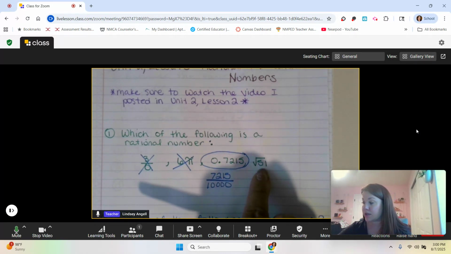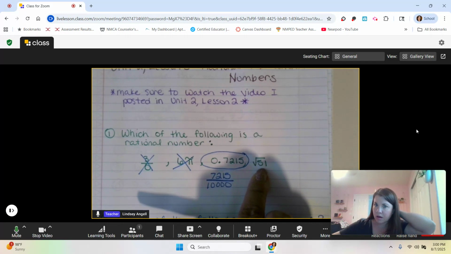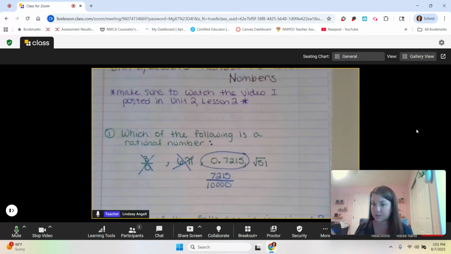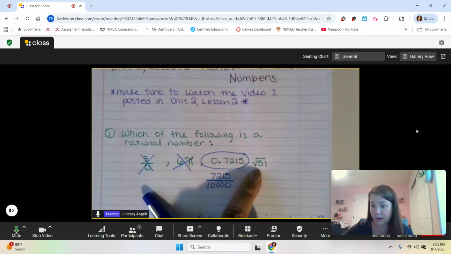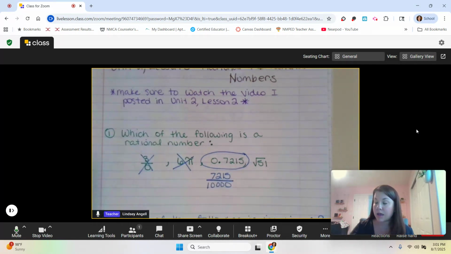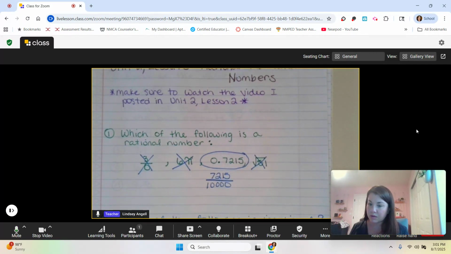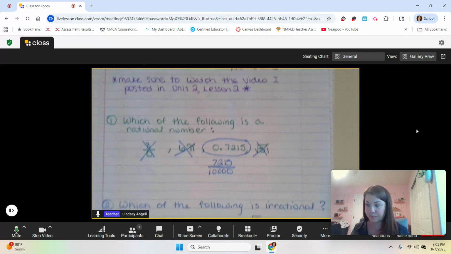Now this one here, there are some square roots that can be rational numbers once you solve them, but being that this is not a perfect square, okay, it's therefore irrational, all right? So that can't be our answer either. We'll talk more about perfect squares in problem number 3, okay?